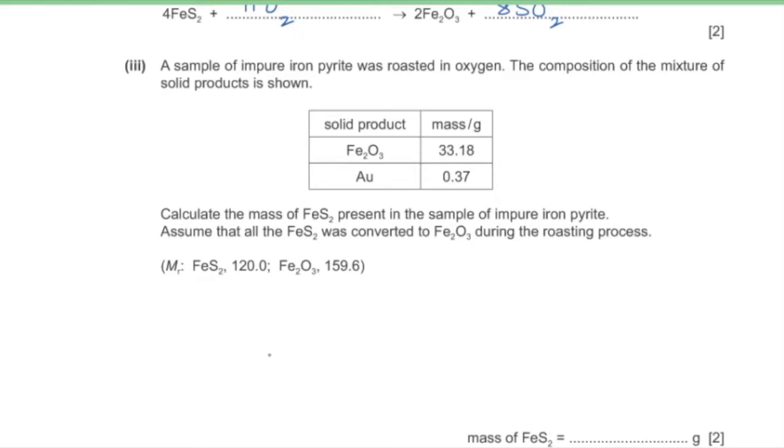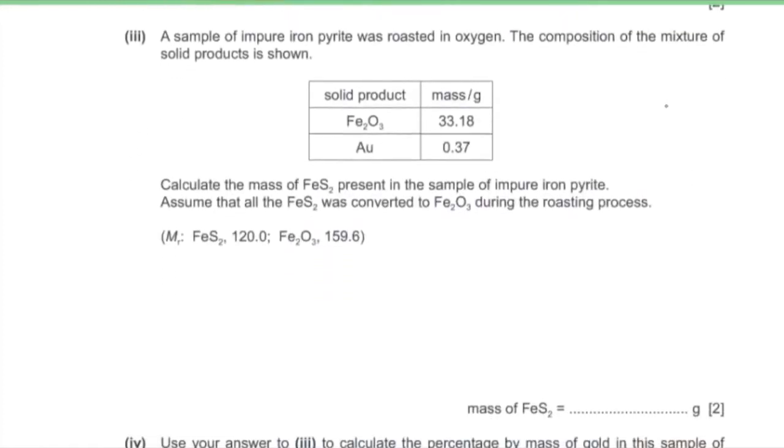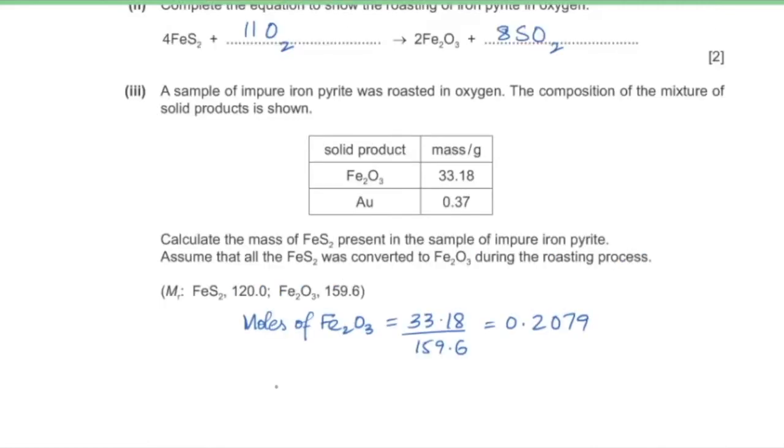Assume that all the iron pyrite was converted to iron(III) oxide during the roasting process. So as we were told earlier that gold does not react with oxygen, we'll take the moles of iron(III) oxide forming and use the mole ratio to find the mass of iron pyrite involved. Moles of iron(III) oxide equals mass of iron(III) oxide, that is 33.18, divided by Mr of iron(III) oxide, which is 159.6. This equals 0.2079. So the mole ratio of iron pyrite to iron(III) oxide is 2:1.